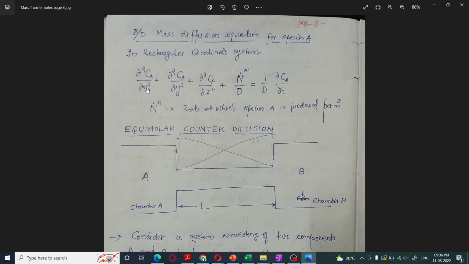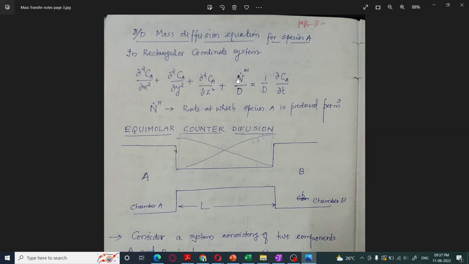So in 3D this equation can be written just like a heat conduction equation. We can also have, instead of conduction equation, a diffusion equation, mass diffusion equation. In this case, we can write this as ∂²Ca/∂x² plus ∂²Ca/∂y² plus ∂²Ca/∂z², and a generation term, if it is there, is equal to 1/D into ∂Ca/∂t. All the relations are similar for heat conduction and mass diffusion.